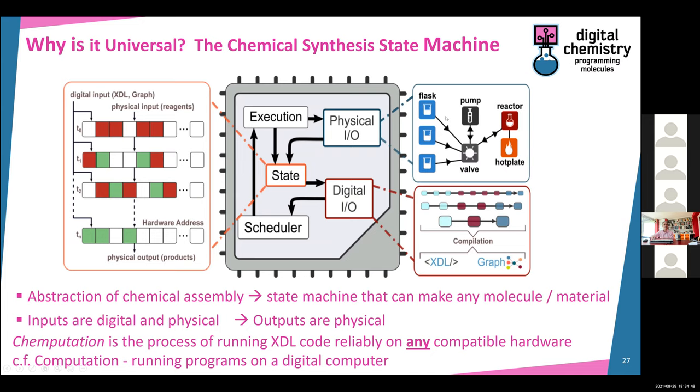And this really is important because your abstraction of chemical assembly gives you a state machine that can make any molecule material. Think about it. Suddenly now you can program the synthesis of the molecule and you don't have to do manual labor. Inputs are digital and physical, outputs are physical, like molecules.